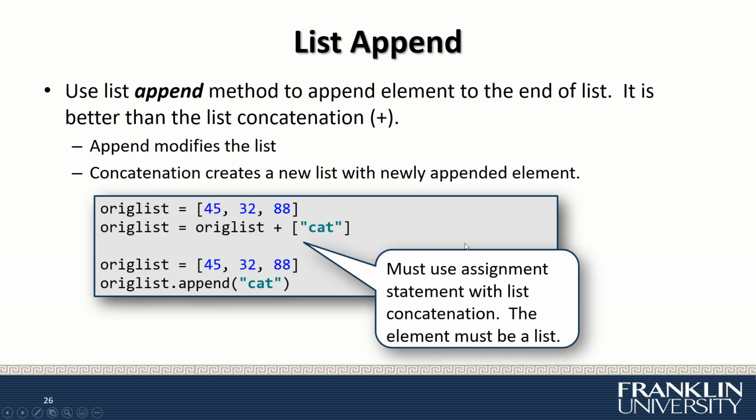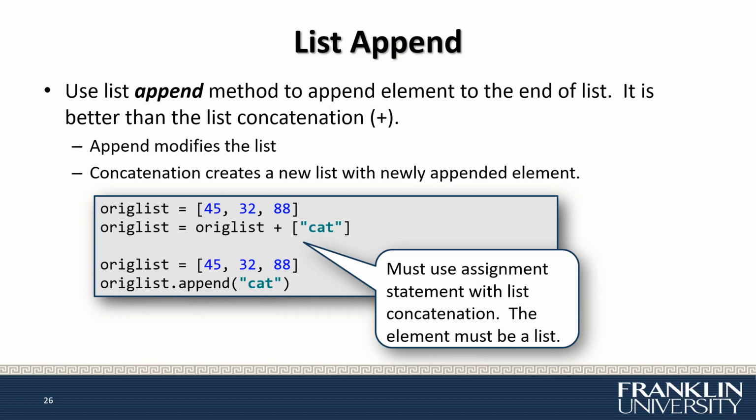Let me talk a little bit more about append. You can use the list append method to append an element to the end of the list. It is much better than list concatenation. When I say better, and we will see in a few weeks, it is actually faster to use the append method than using the plus concatenation operator. Append modifies the list. Concatenation actually creates a new list with a newly appended element. So there's a lot more going on under the scene, and that's the reason append is faster.